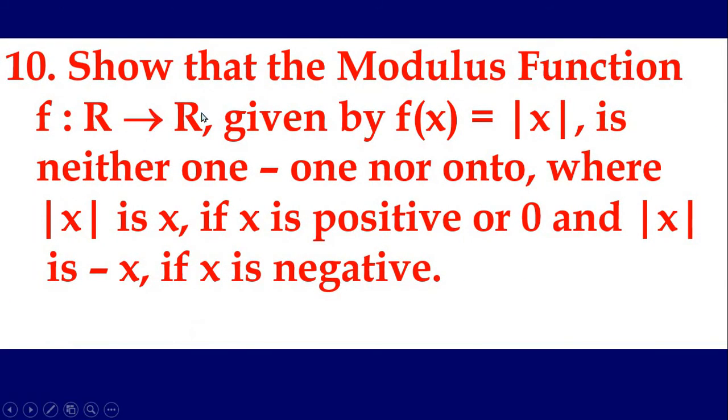So the next problem: show that the modulus function f from R to R given by f of x equals mod x is neither one-one nor onto, where mod x is x if x is positive or 0, and mod x is minus x if x is negative. You have to prove that the modulus function is neither one-one nor onto.